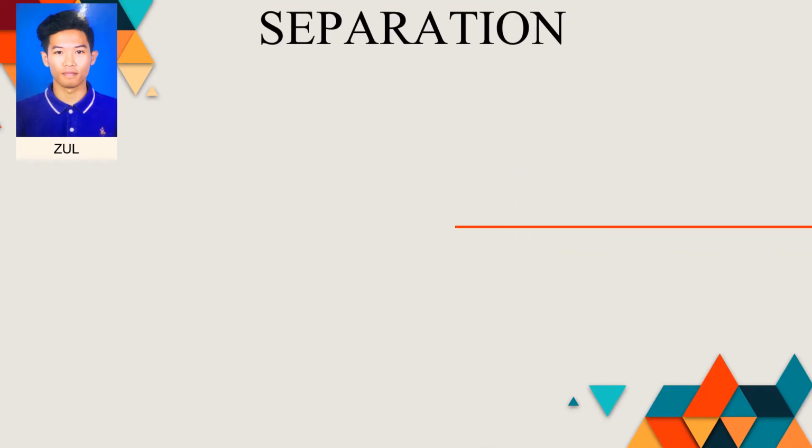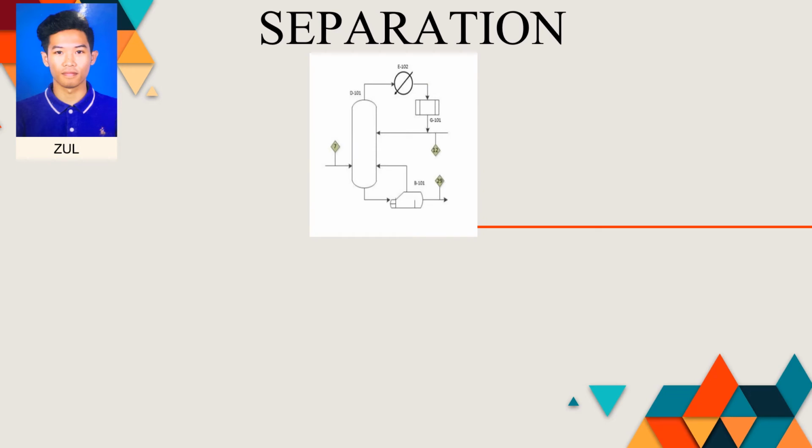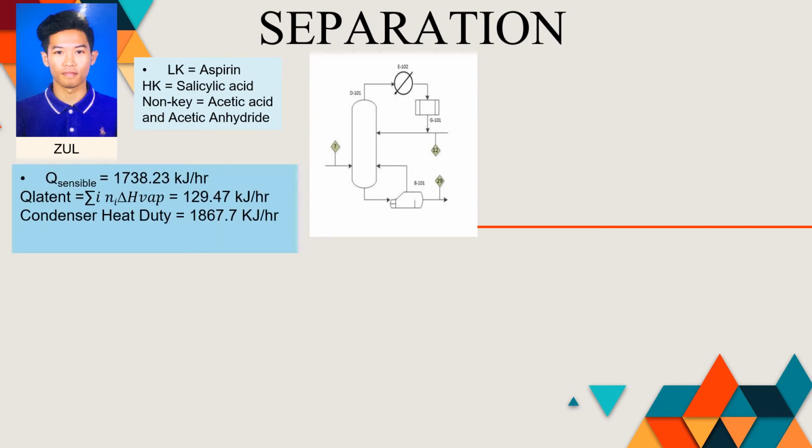Separation process. I choose the distillation column to design in this part. The DC will separate the LK at the top and the HK at the bottom product. In our DC, the LK is aspirin, while the HK is salicylic acid because the boiling point of salicylic acid is the highest. At the condenser, we calculate the heat duty and we get the value of 1867.7 kJ per hour.